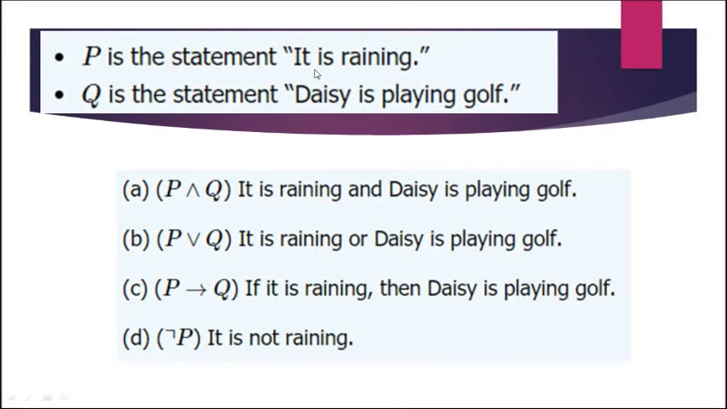If this is your original statement, it is raining, and if we're going to negate that, we're going to have it is not raining. So that's now the negation of statement P. If you're going to negate also your statement Q, if this is your original statement, Daisy is playing golf, and we negate that, we have Daisy is not playing golf. So that's the way we're going to combine two simple statements in order for us to have a compound statement.